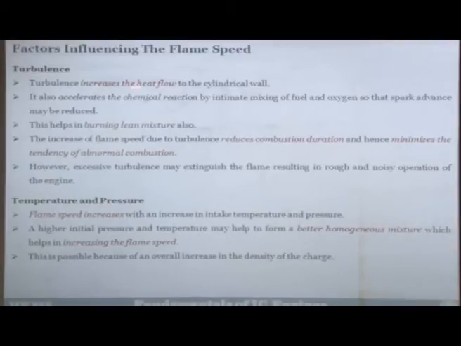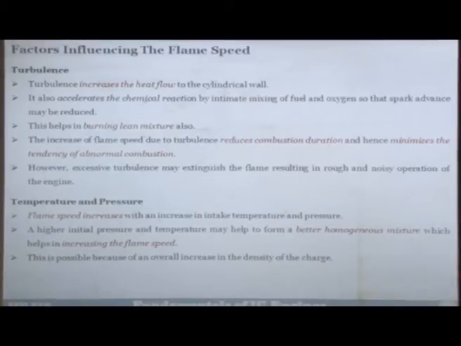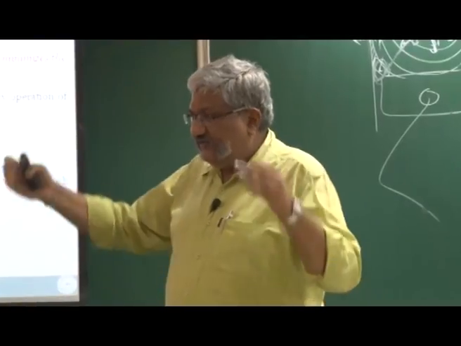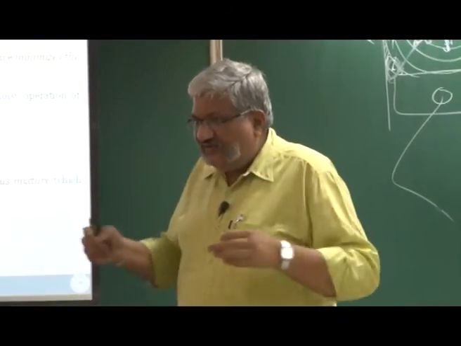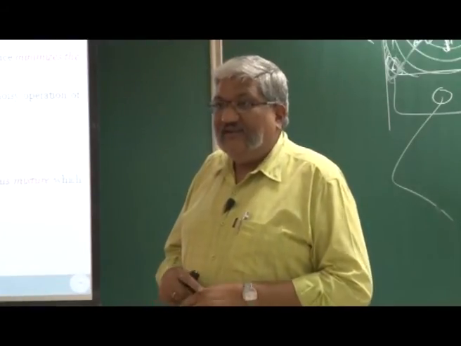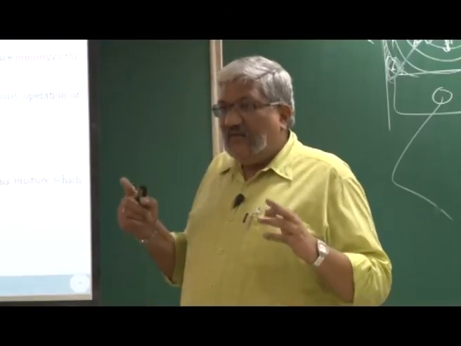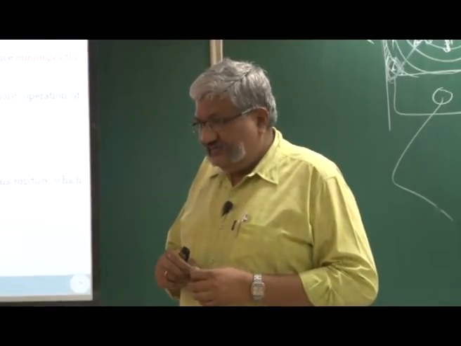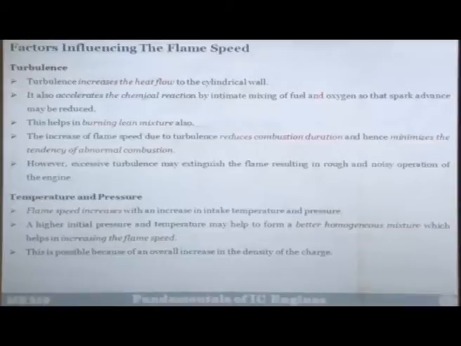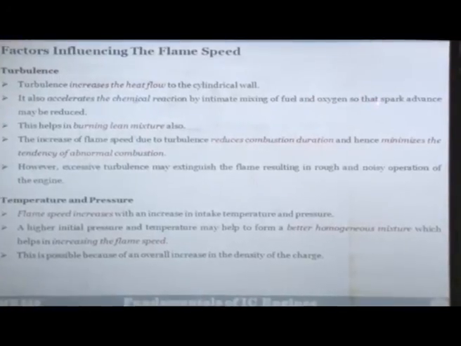Turbulence. So, turbulence increases the heat flow to the cylinder walls, it increases the flame speed, fine, but turbulence also increases the heat loss through the cylinder wall. So, turbulence in an engine is a sword which cuts both ways. It increases the flame speed, fine, but it also disturbs the stagnant air layer close to the cylinder walls, and therefore, the heat loss through the cylinder walls will also increase. So, one has to be careful when designing what kind of turbulence levels you have to design the engine for.